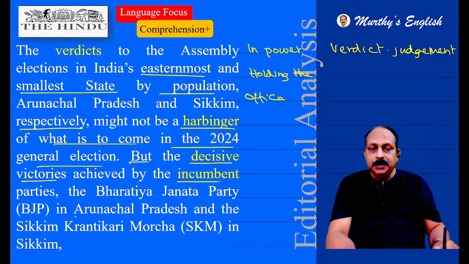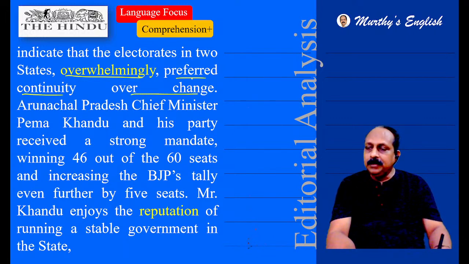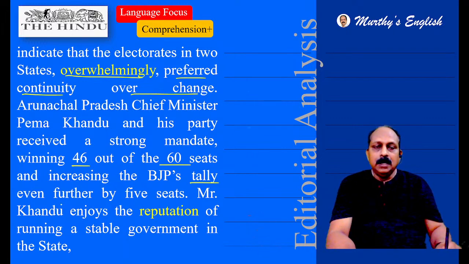Incumbent party is the BJP in Arunachal Pradesh and the Sikkim Krantikari Morcha, SKM, in Sikkim, indicate that electorates in two states overwhelmingly, to a great degree, preferred continuity over change. Same main idea is being reiterated. Arunachal Pradesh Chief Minister Pema Khandu and his party received a strong mandate, winning 46 out of the 60 seats and increasing the BJP's tally, here the number, even further by 5 seats. Mr. Khandu enjoys the reputation, the name, the stature of running a stable government in the state. That's why he could win.